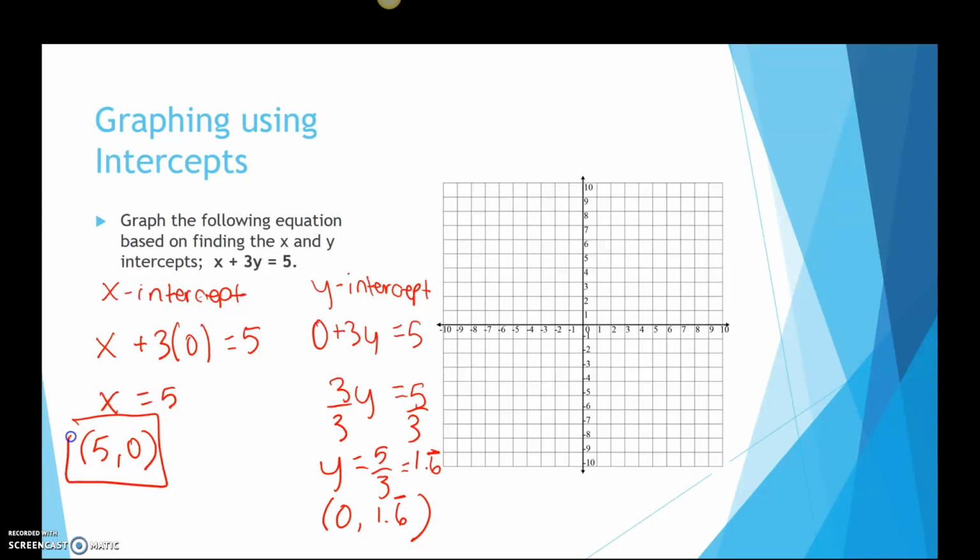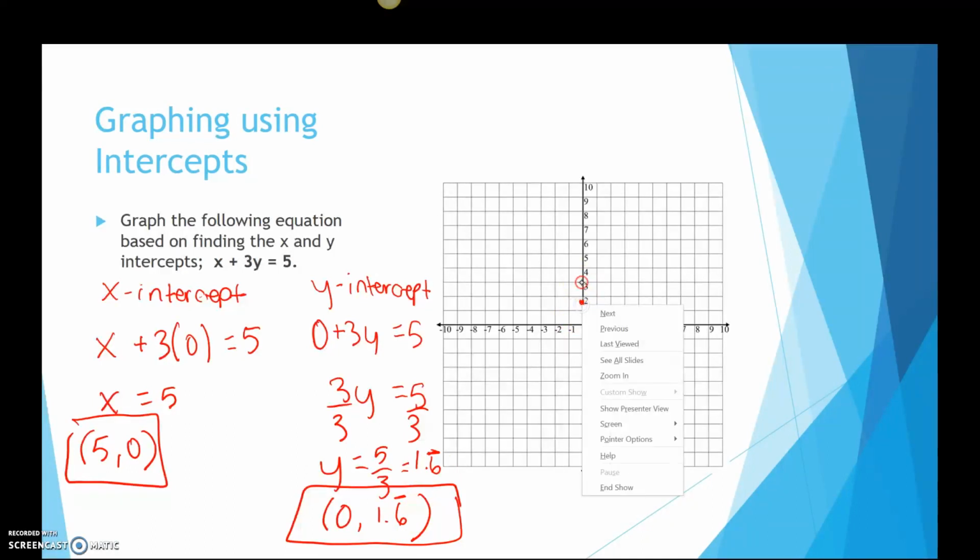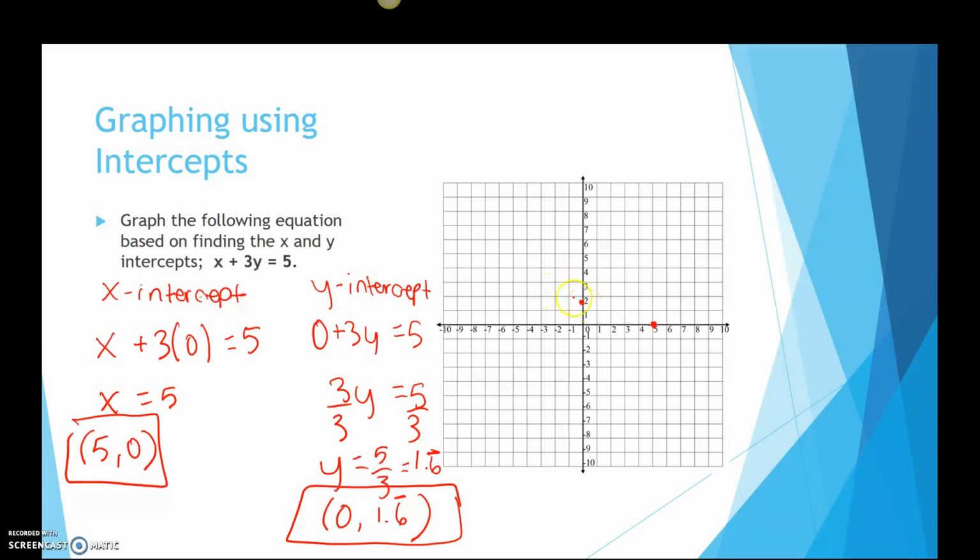Now that I have my x-intercept and my y-intercept, I can graph these 2 points. So 5, 0, if I'm looking at my coordinate plane, I go to the right 5, and I put a point at 0. And then 0, 1.6 repeating, so I start at 0 and I go up to 1.6, which is about right there. And then these 2 points fall within that graph, so I can connect those 2 points. And that represents the graph based on this equation, x plus 3y equals 5.